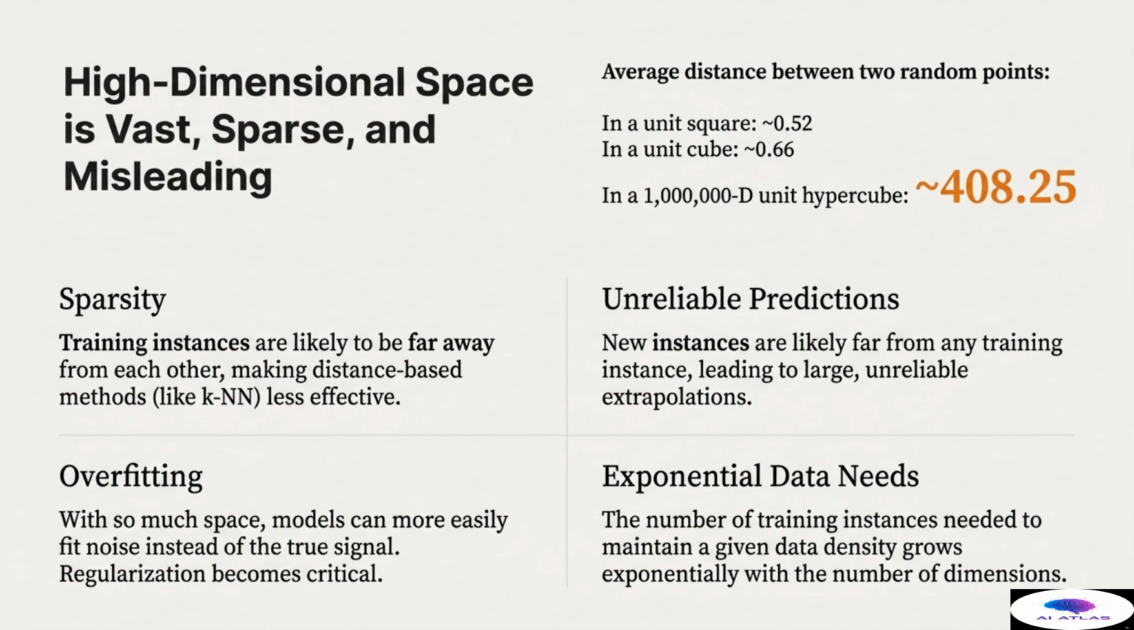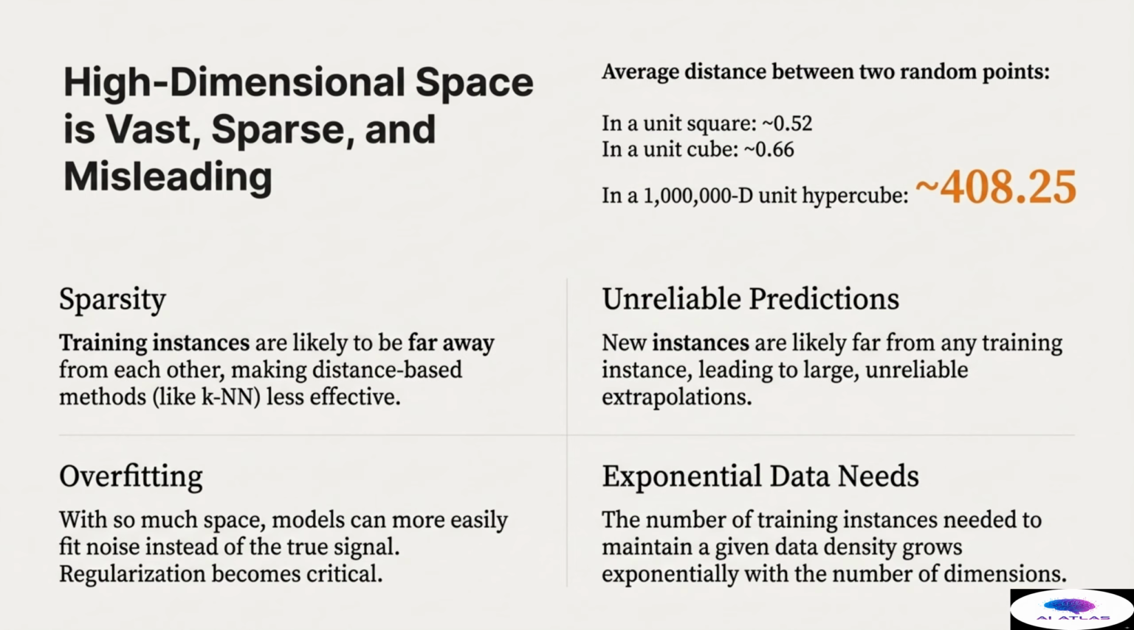High-dimensional space is defined by 4 practical consequences that make it vast, sparse, and extremely misleading for machine learning models. The first consequence is sparsity. Because the space is so immense, training instances are likely to be extremely far away from each other. This dramatically reduces the effectiveness of distance-based methods, such as k-nearest neighbors, because calculating meaningful distances becomes almost impossible.